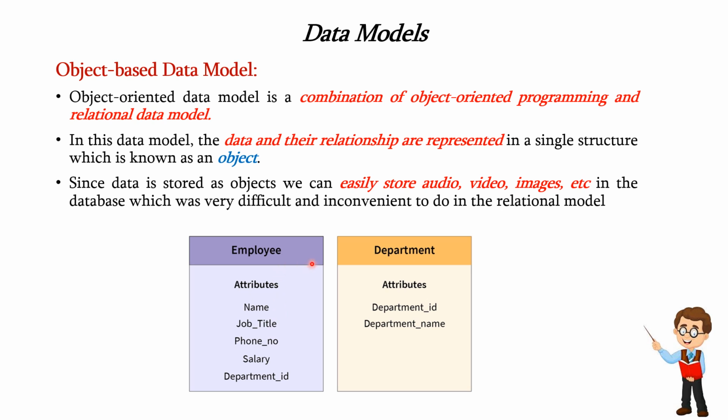So, this is the example of representing the object-based data model. Here we have 2 objects, namely employee and department. The employee object has the attributes name, job title, phone number, salary and department ID. Department object has the attributes department ID and department name. So, this employee and the department can be related by using the department ID, which is common to both the employee as well as the department object. Thus, the relationship as well as the data is represented in a single structure called object.